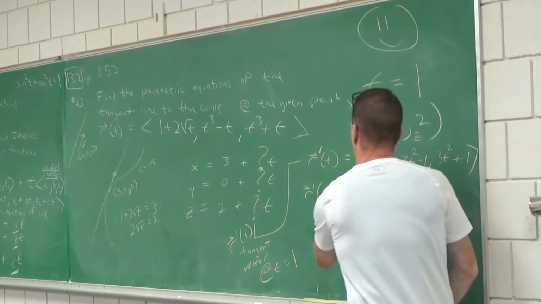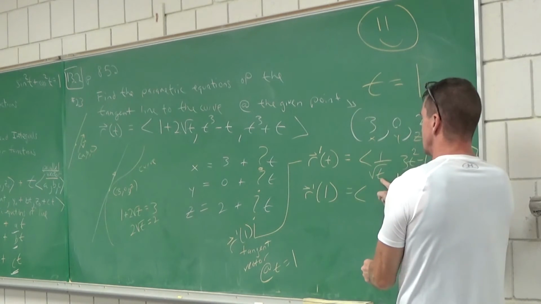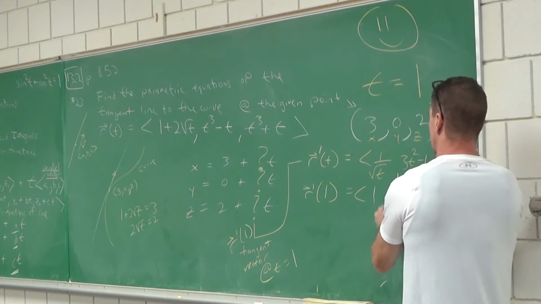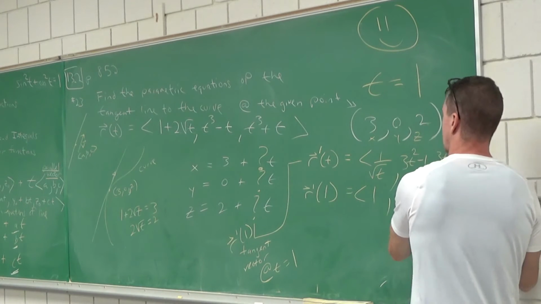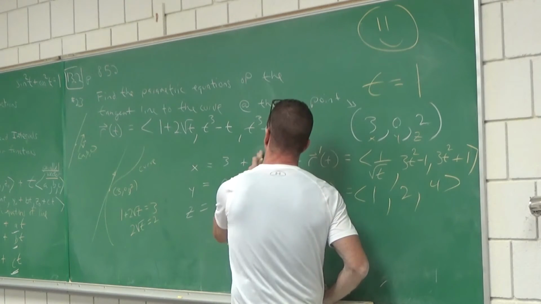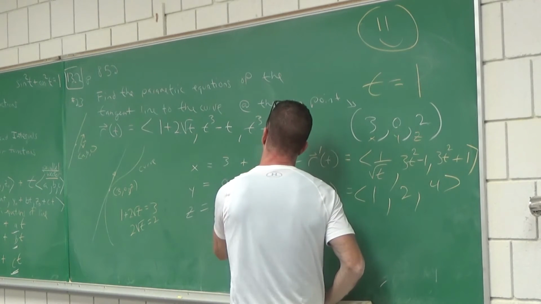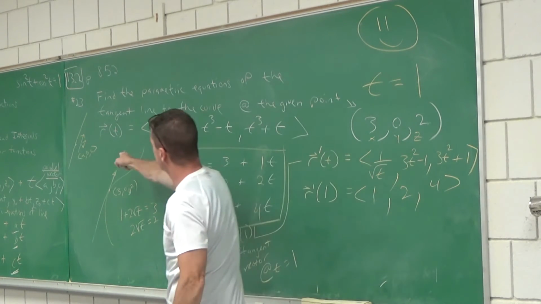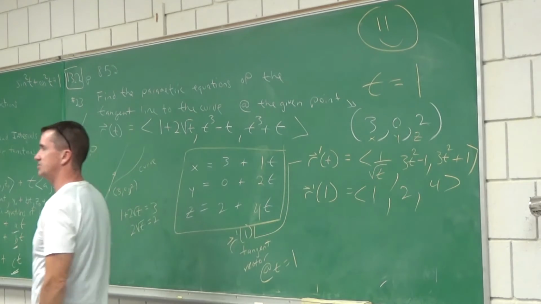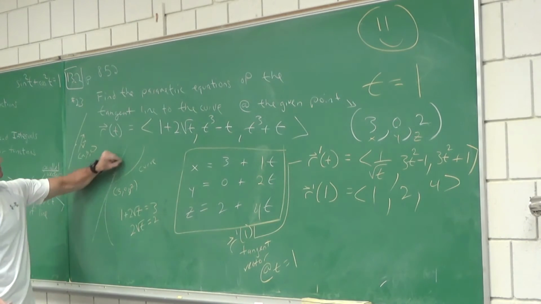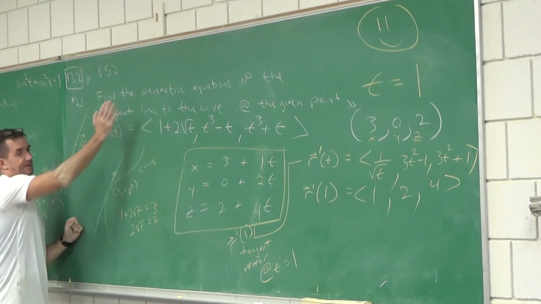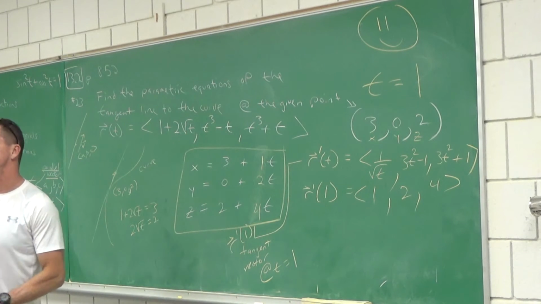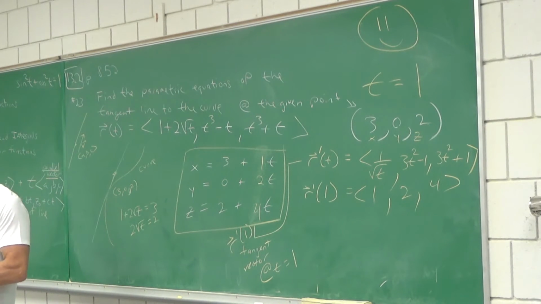No. What's r prime of 1? They're nice numbers. This is what? 1, 2, 4. See? There you go. Here's the answer. 1, 2, 4. Parametric equations of that line. That's the parametric equation of that line. You described it. Now you can find millions of points off that if you wanted to. This is the one I wanted to do 2 of, okay?